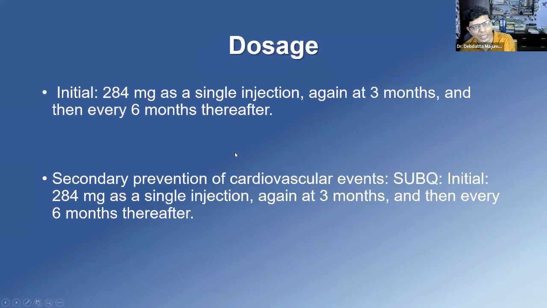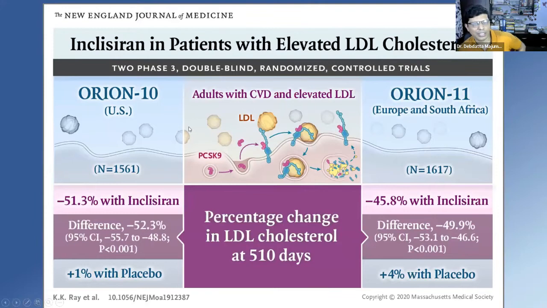At times, even a yearly injection might suffice. Yes, on the trial basis, you have the Orion series. Orion 4 is an ongoing trial trying to look at cardiovascular mortality and morbidity. I think results will come in 2030, maybe even after that. What we already know: Orion 9 was done in heterozygous familial hypercholesterolemia. Orion 10 established ASCVD. Orion 11, risk factors of ASCVD.